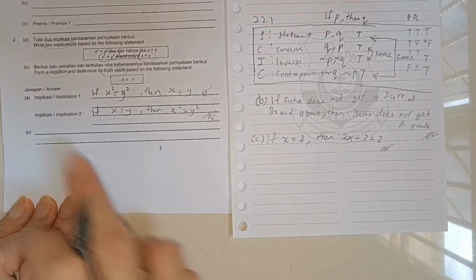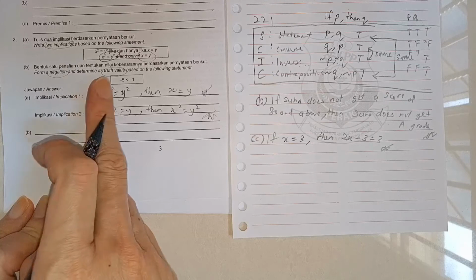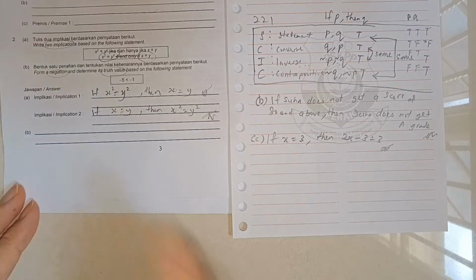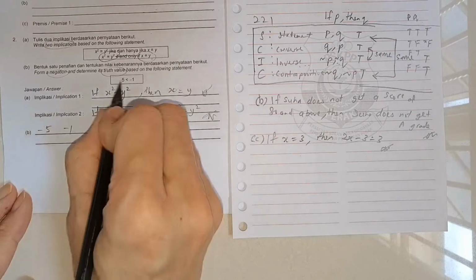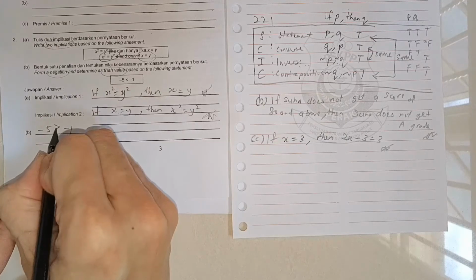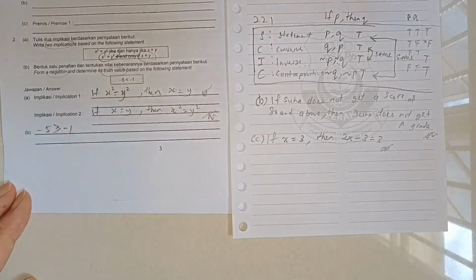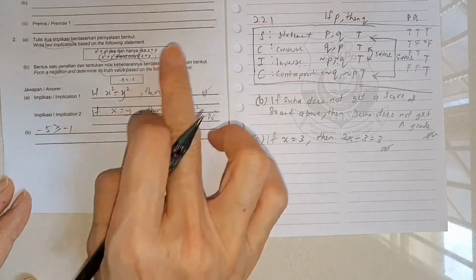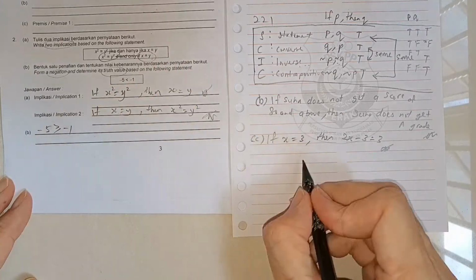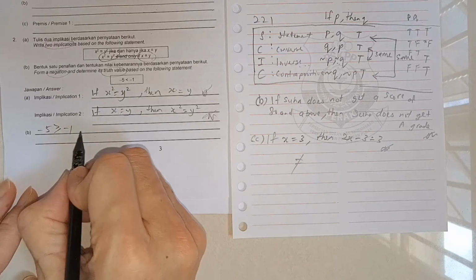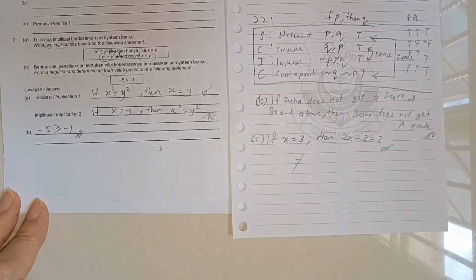Then we look at B. Form a negation to determine its truth value based on the following statement. Okay, so negation is the other way around. So it's -5, this -1, less than, then it's greater or equal. If less than and equal, then greater than, no equal sign. But if it is equal sign only, that means not equal. Cancel this. Okay, then we need to find the negation, whether it's true or false.